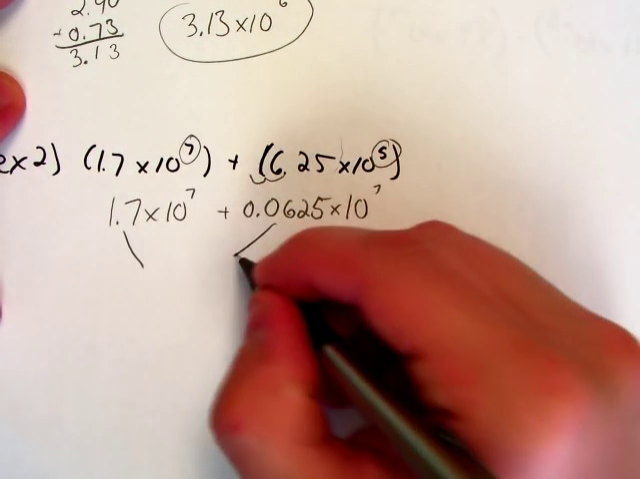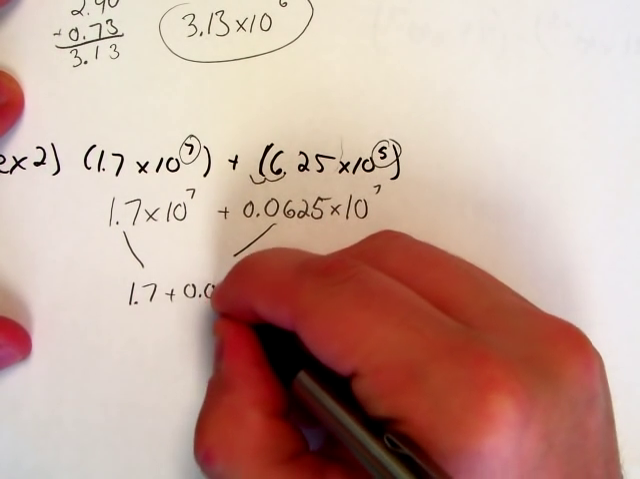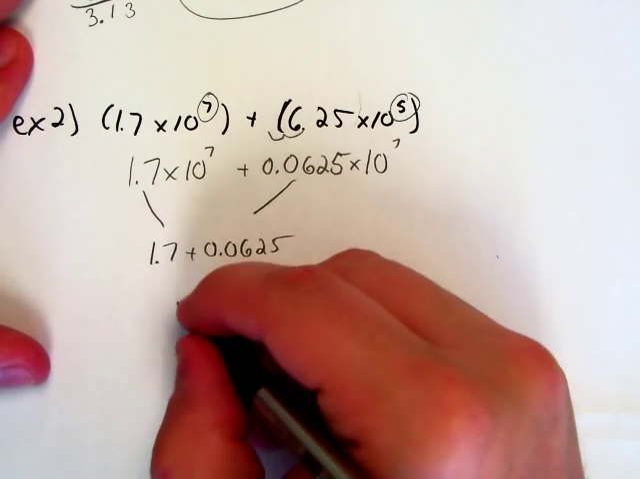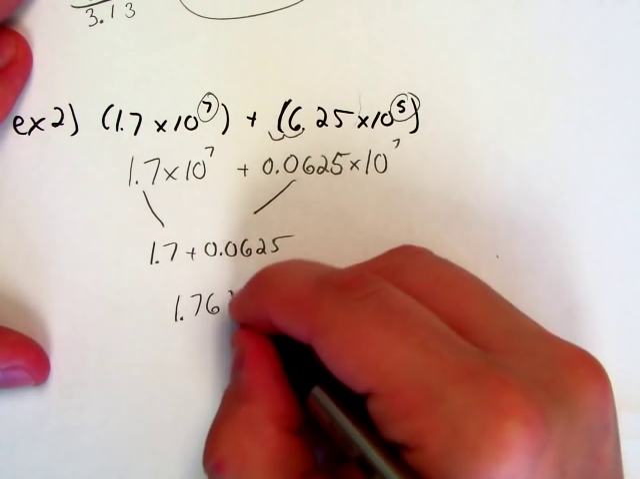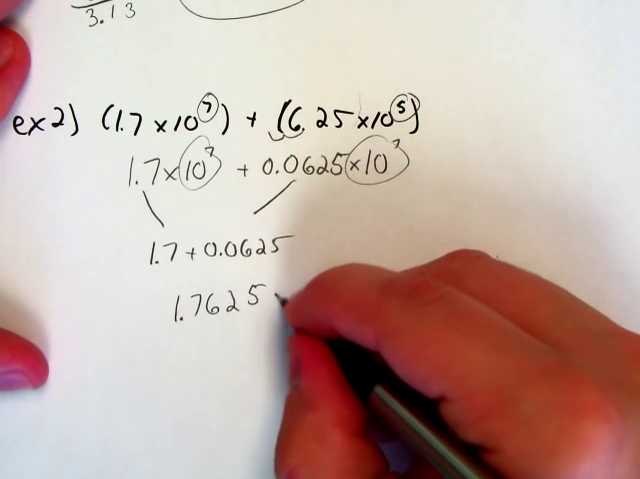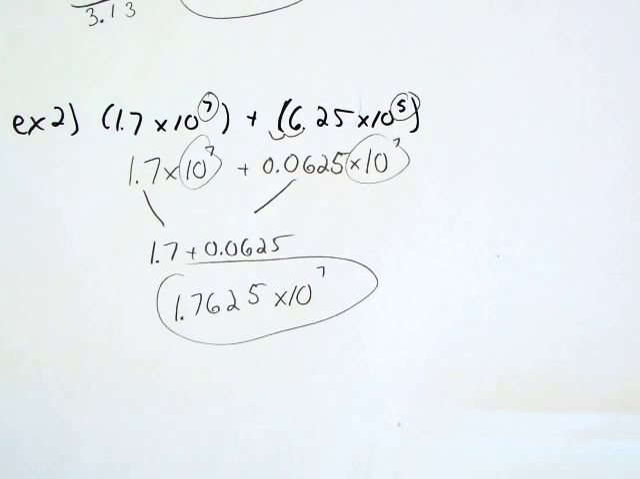Again, I want to add the factors out front. So this will be 1.7 plus 0.0625. That happens to be 1.7625. And then bring the power of 10 back into this, so times 10 to the 7th. And that is how we add numbers in scientific notation.